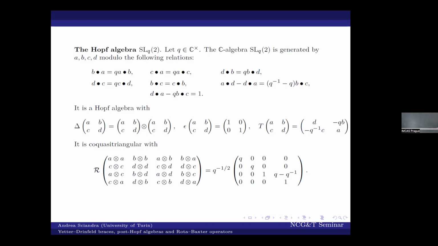We know that this is a Hopf algebra with comatrix comultiplication, so this must be read in this way. So delta of A is A tensor A plus B tensor C, so just as a matrix product. Epsilon is 1 on A and D, while it is 0 on C and B. And the antipode S interchanges A and D, while it substantially fixes C and B with a scalar. And we know that this is co-quasi-triangular with this structure here.